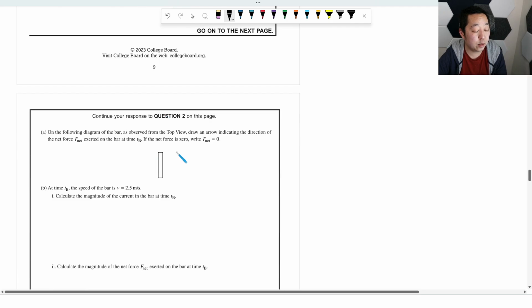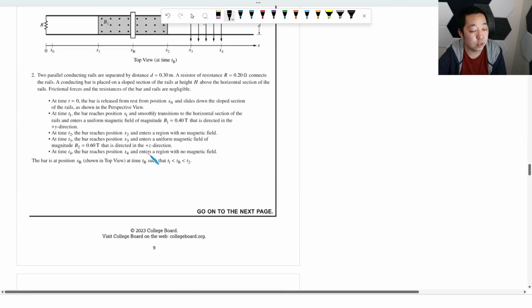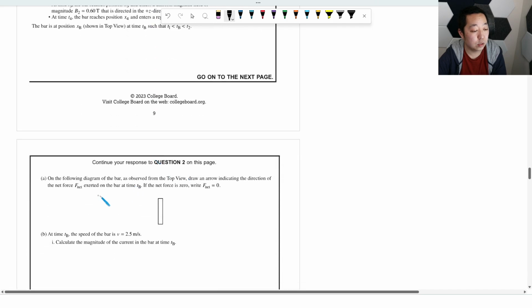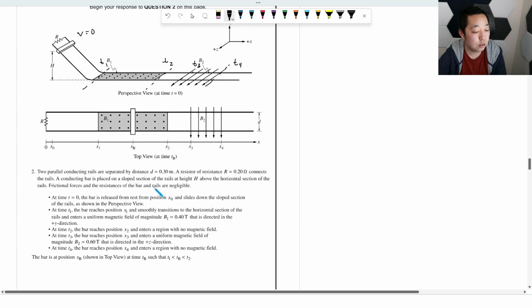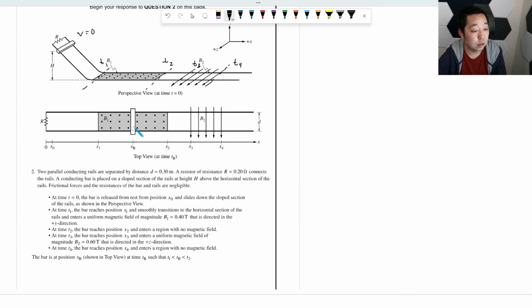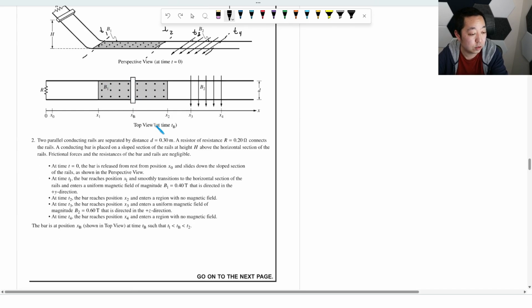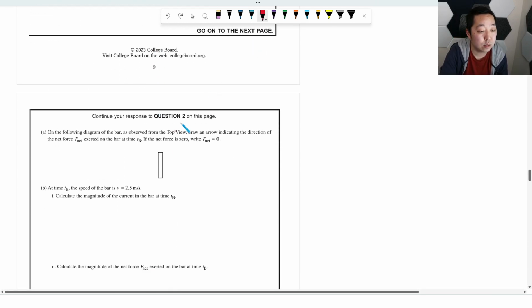The following diagram is a view from the top. Draw an arrow indicating the net force exerted on the bar at time t_B, or state that the net force is 0. What's t_B? Oh, right here in this region. So where the loop area is increasing, there's going to be a force to the left. Because it's moving to the right, the force is to the left, slowing it down.